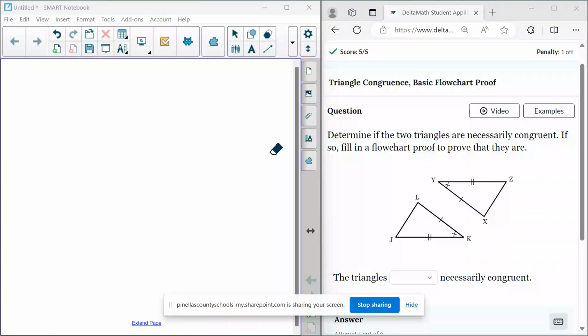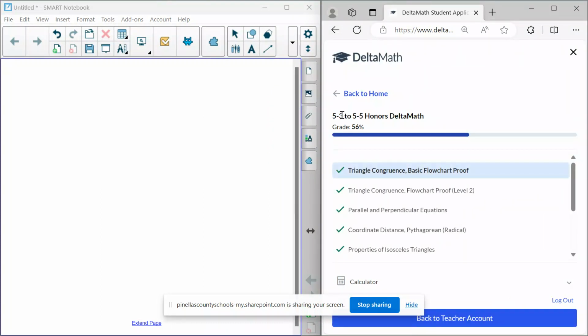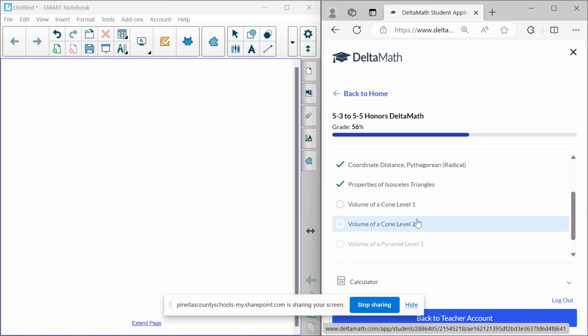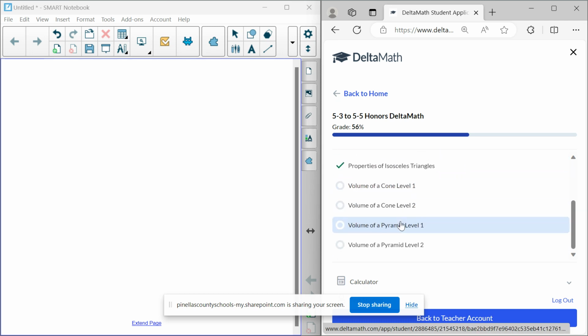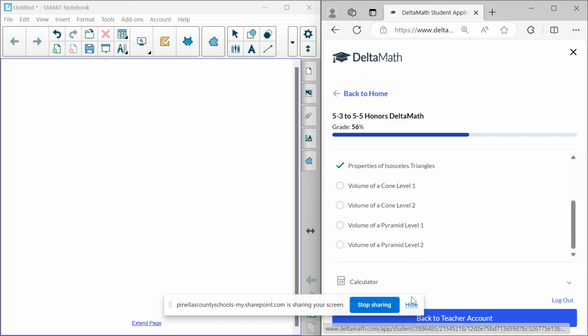All right, class, I've got 15 minutes here, so we're going to talk through the DeltaMath homework. You've got a 5.3 to 5.5 Honors DeltaMath assignment. It consists of a basic flowchart proof, a level 2 flowchart proof, parallel and perpendicular equations, coordinate distance, properties of isosceles triangles, and some reminders of how to do volumes of cone and pyramids. If you get anything else, you will obviously see it as well. But currently, this is what your assignment looks like.